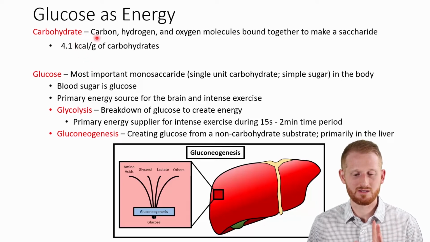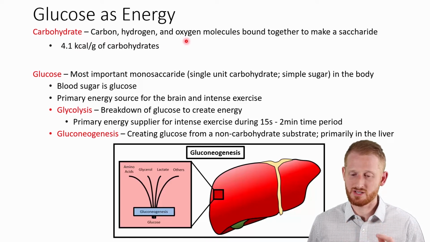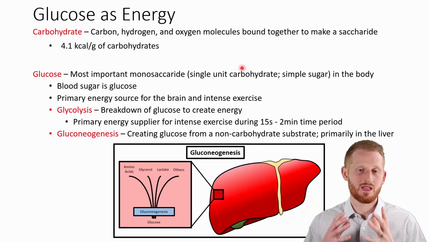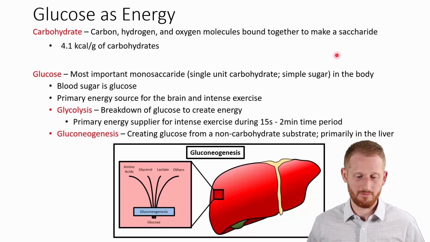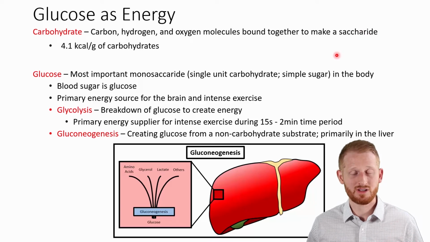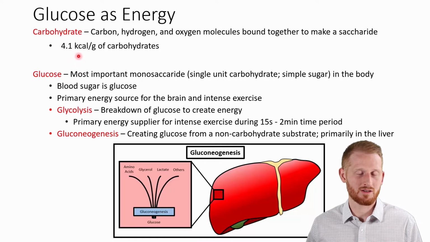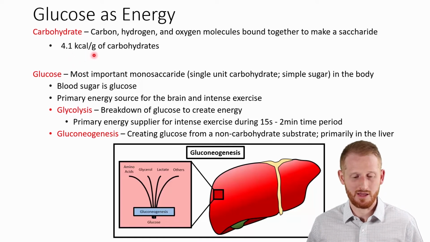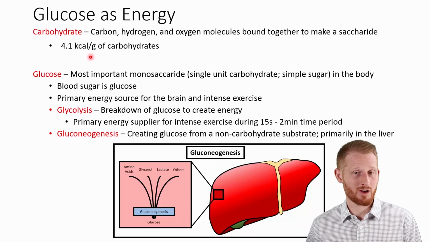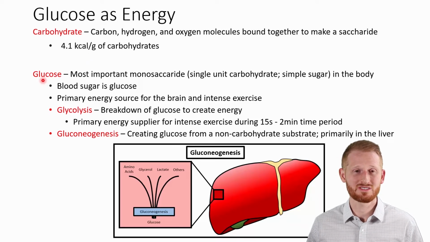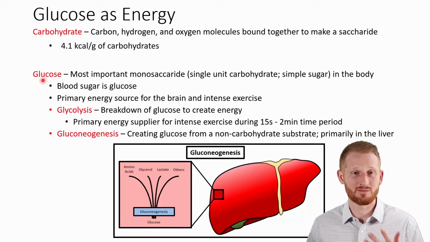So carbohydrate is a molecule that combines carbon, hydrogen, and oxygen in order to make a saccharide molecule. So when we have a carbohydrate that we use in our body for energy, we can liberate about 4.1 kilocalories per gram of carbohydrate within our body. And so the most important carbohydrate within our body is glucose. So this is what we're going to be focusing on here, and that's generally what you hear about and read about in textbooks when you're reading about bioenergetics and metabolism.